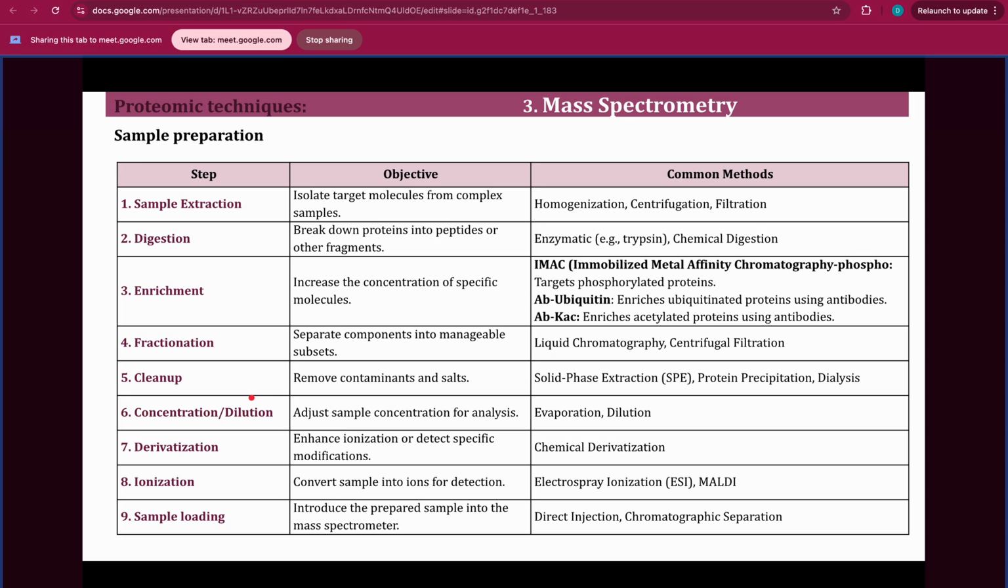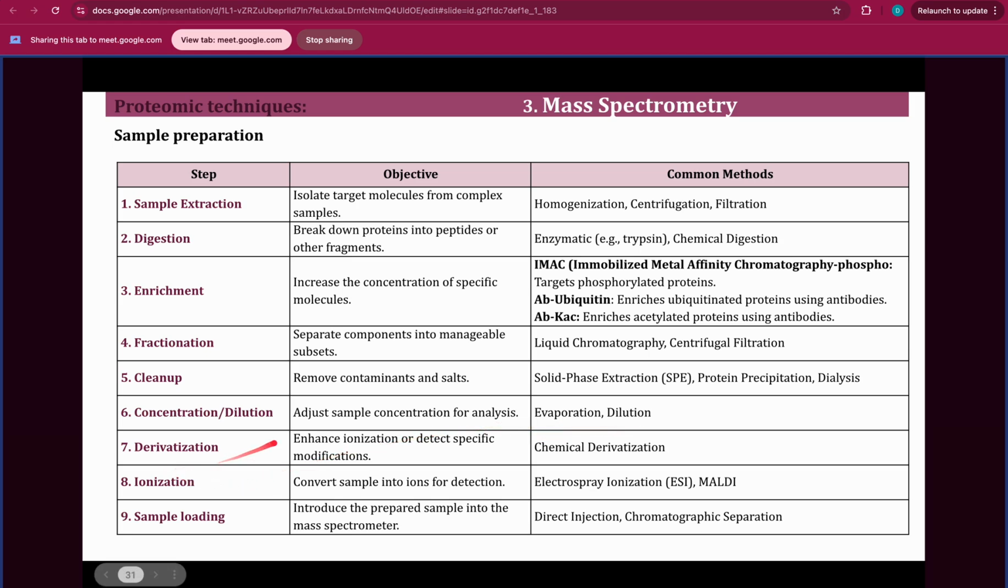Then comes cleanup. While we are performing digestion, enrichment, and fractionation, there is a possibility that there could be some contaminants or salts. For that we go for the cleanup stage, in which we use solid phase extraction, protein precipitation, or dialysis to remove the contaminants. Then concentration or dilution, in which we adjust the concentration of our sample. For that we can go for evaporation and dilution.